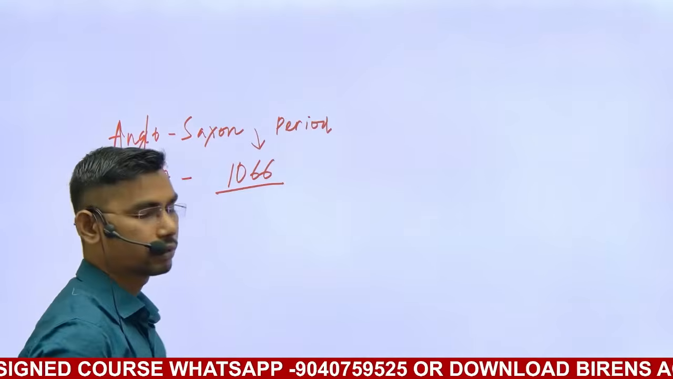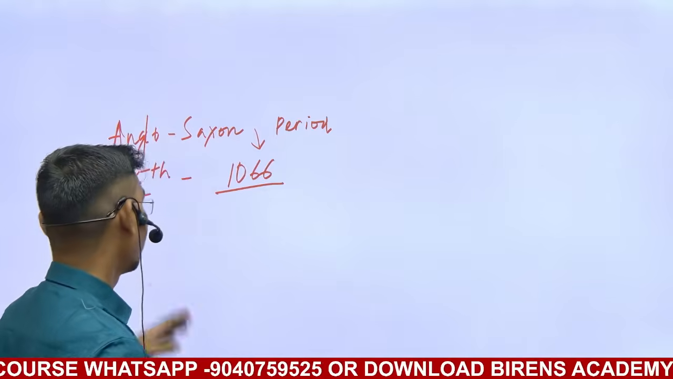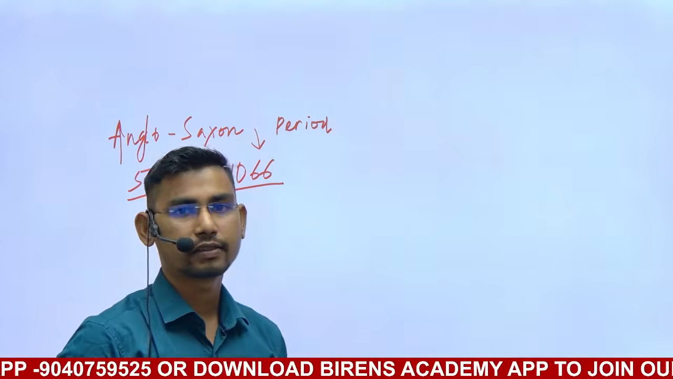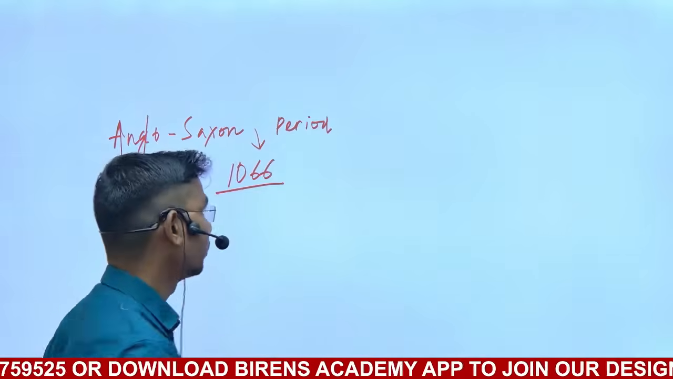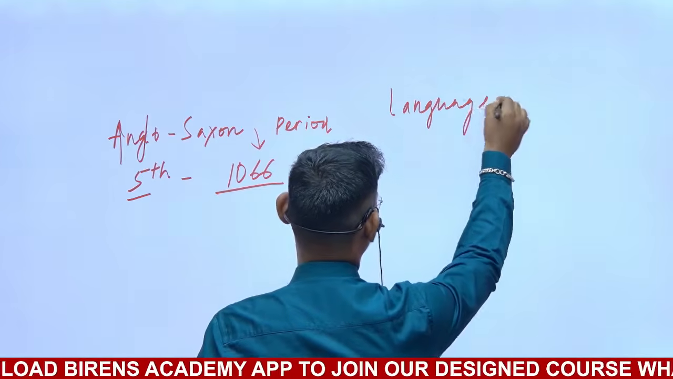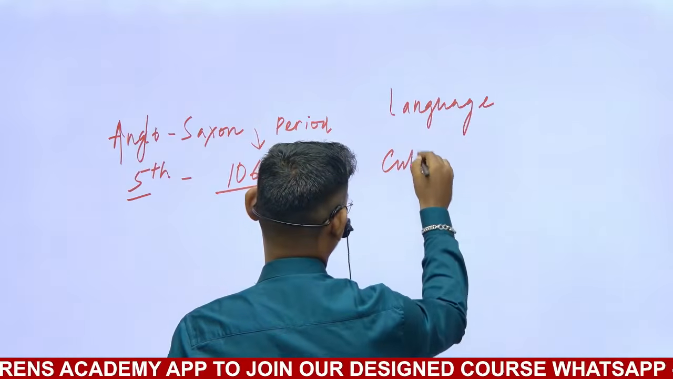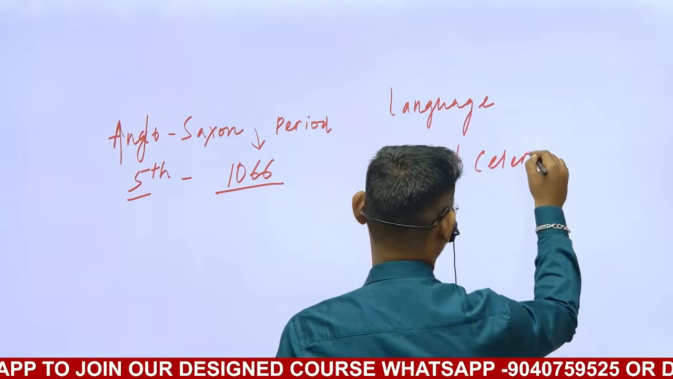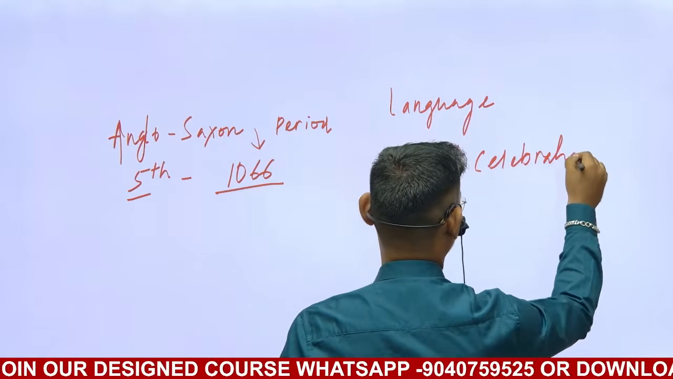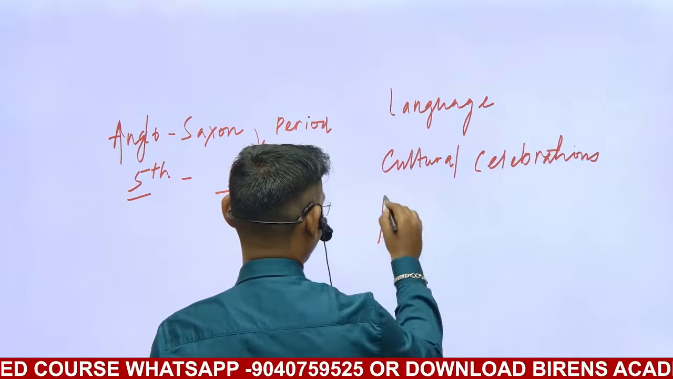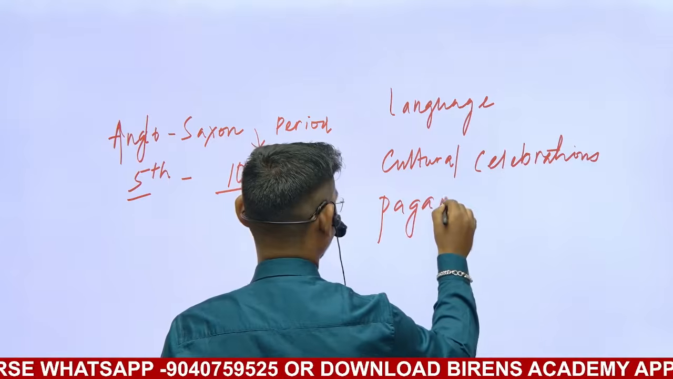Okay, this period was called the Anglo-Saxon period. Now, the Anglo-Saxons, these three Germanic tribes, Angles, Saxons, and Jutes, brought with them their language, a different language, their cultural celebrations, and the most important thing, paganism.